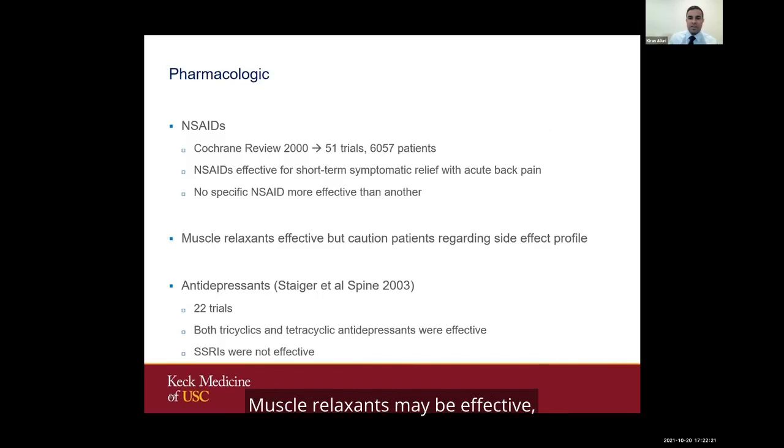Muscle relaxants may be effective, but obviously you need to caution against the side effect profile. And some recent studies and some older studies have started to look at antidepressants because there's a well-known overlap between low back pain and mood disorders.